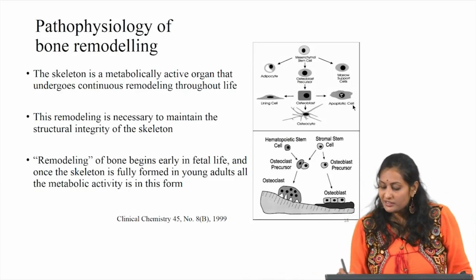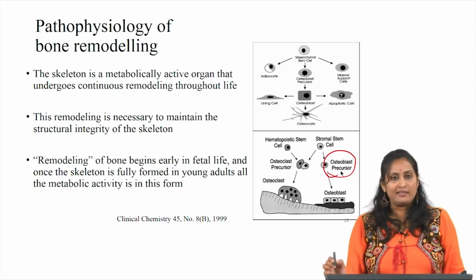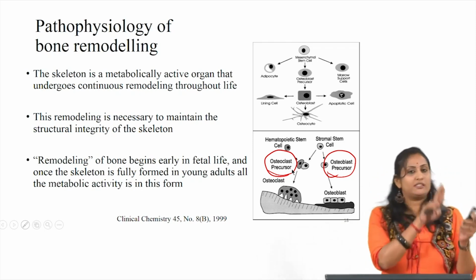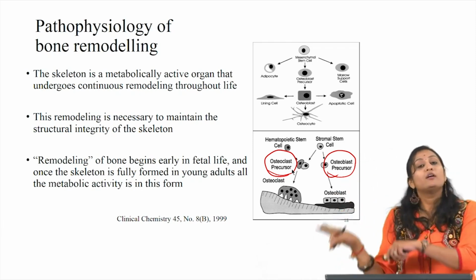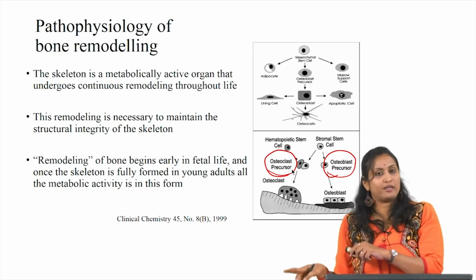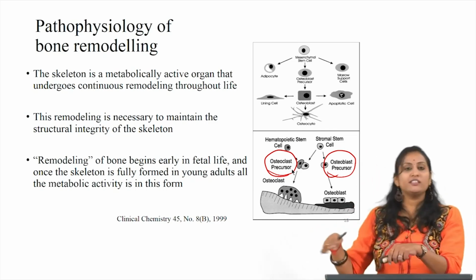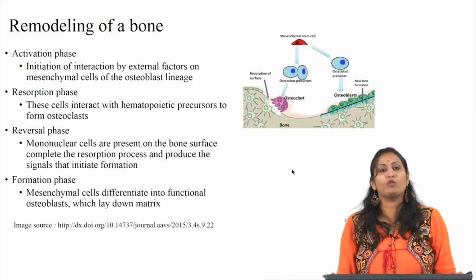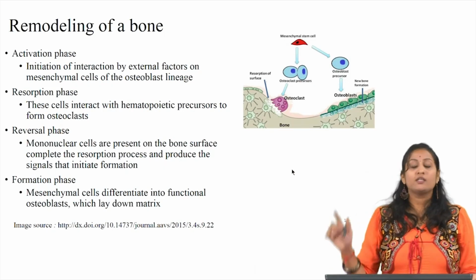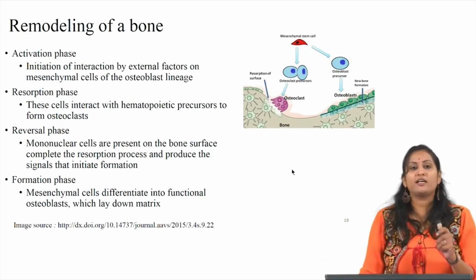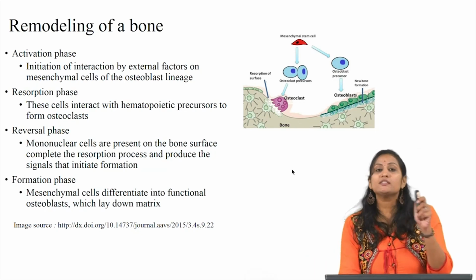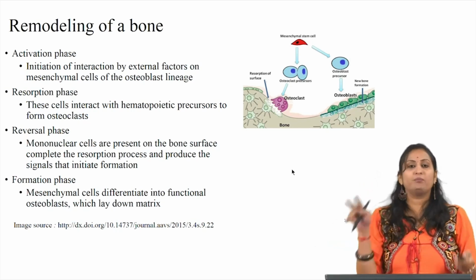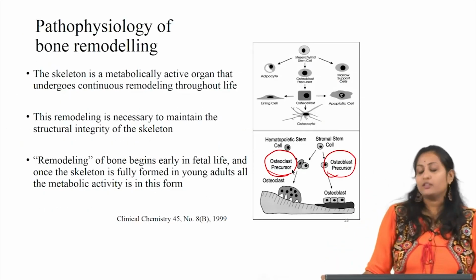They are mesenchymal osteoblastic cells and hematopoietic osteoclastic cells. The interaction between mesenchymal osteoblastic cells and hematopoietic osteoclastic precursor cells is the start of the remodeling phase. And there are four phases in remodeling of a bone: activation phase, resorption phase, reversal phase and formation phase. The first phase is the activation phase, where the interaction between the two precursor cell lines happens.